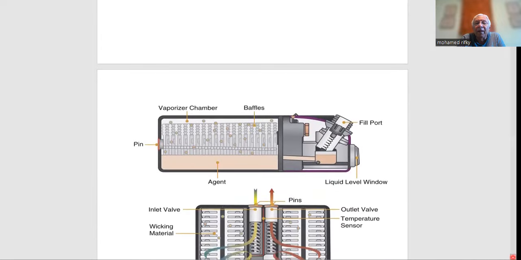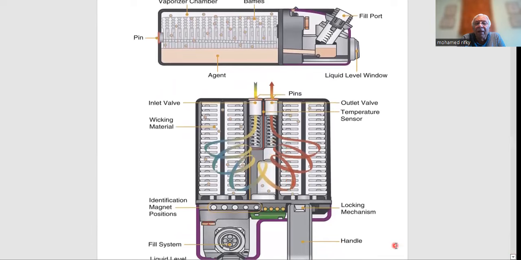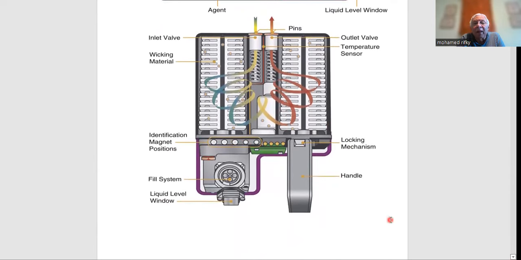This is a side view of it, and you can see the bevel system. I will show the bevel system later on, and this is the vaporizer chamber. This is the pin which is incorporated into the workstation, and this is another figure showing the pins, and this is the identification magnet position where the station identifies the vaporizer entering through it. And this is the handle, and this is a locking mechanism, as I said before, and this is the fill system.